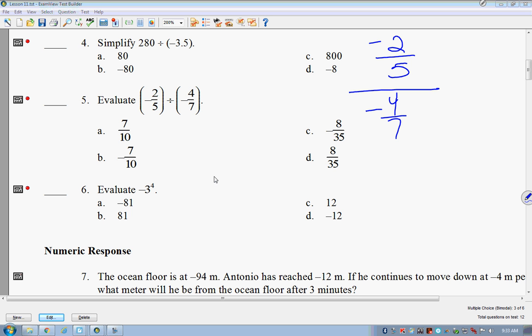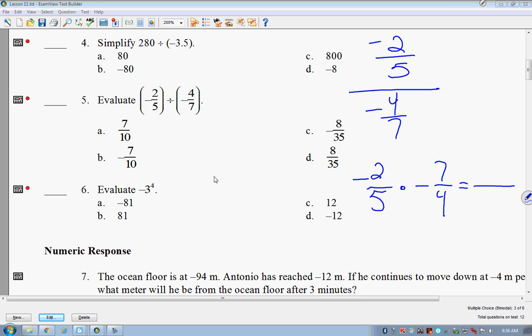Does anybody know? Okay. But what if I can't divide by a fraction, what can I do? Multiply by the reciprocal of the fraction I'm dividing by. Okay? So what I would do here is negative 2/5 times what? Good, I almost did it wrong. Negative 7/4.